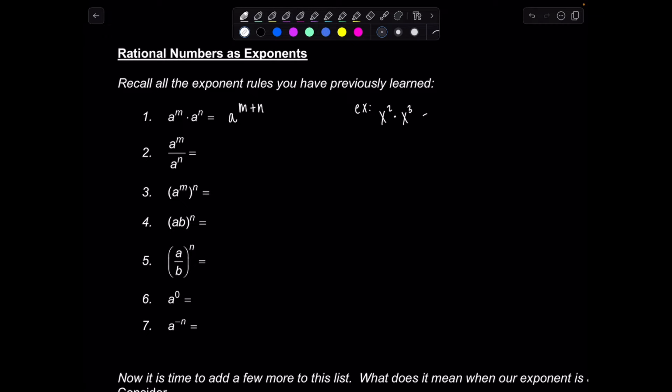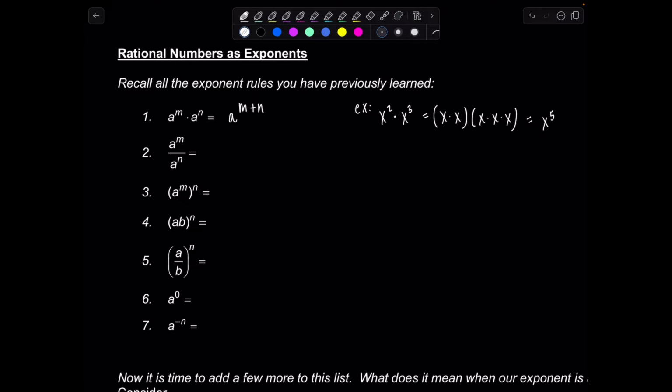Now, if you wanted to do this the long way, x squared is x times x, and then x cubed is x times x times x. So if you just sit there and count them up, yeah, it makes sense. There's 5 of them, but who's going to do that all day? Not me. Just add the exponents.